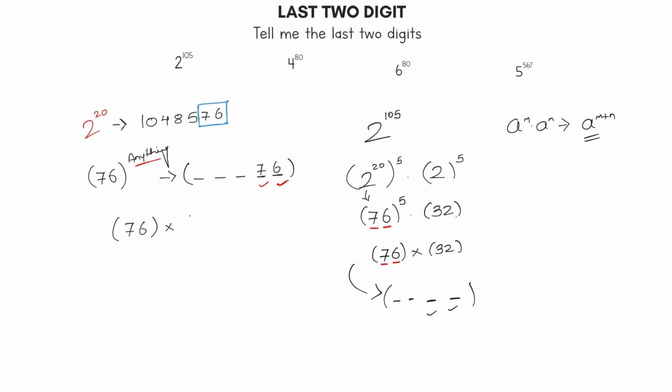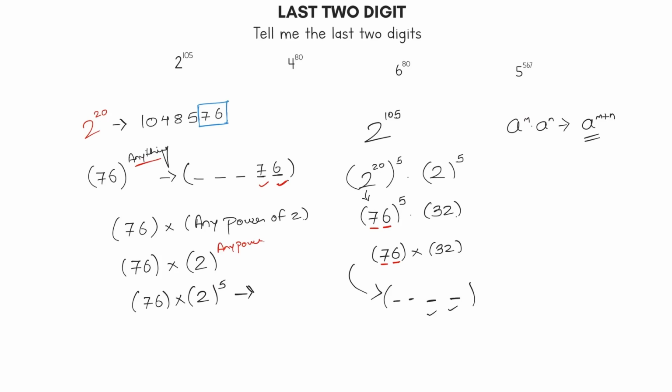76 multiplied by any power of 2, which means what? 76 is being multiplied by 2 raised to any power. Any power means it could be anything: 2 raised to 1, 2 raised to 2, 2 raised to 3, 2 raised to 4. In this case it is 2 raised to 5. So it is 76 into 2 raised to 5, that is 32. The last two digits will always be the power of 2. So 76 into 32, the last two digits will be 32.